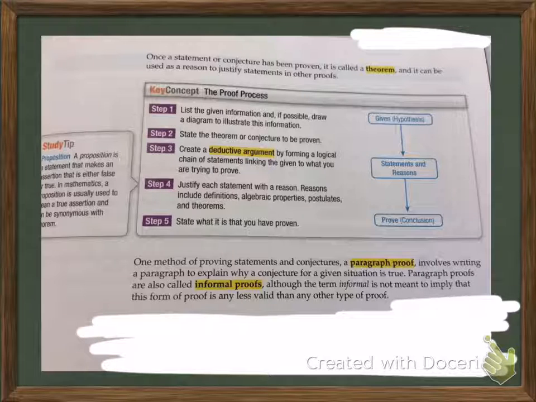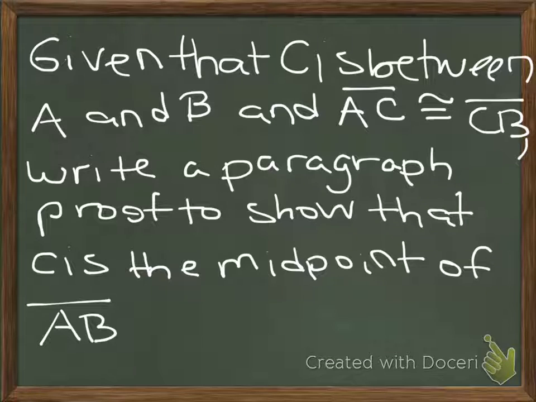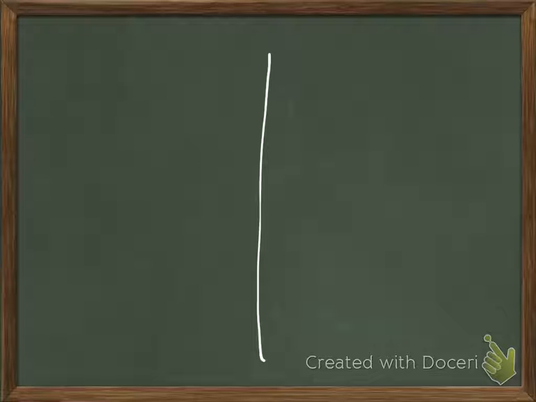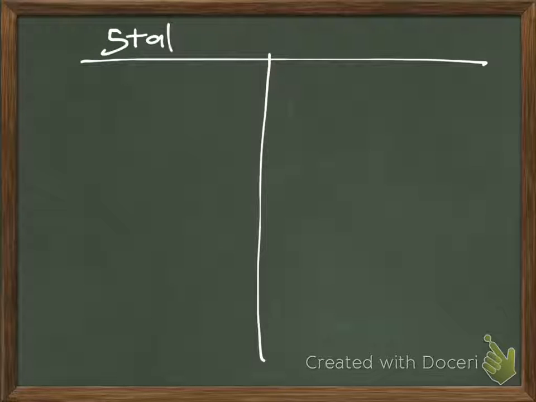Even though paragraph proofs are considered informal, paragraphs is a lot more writing, so I'm going to have you just do a two column. So here is my given, okay? It says given that C is between A and B and AC is congruent to CB. It says write a paragraph proof, but I'm going to have you write a 2-column proof, which is basically like a T-chart. You have the statements, and the reasons.